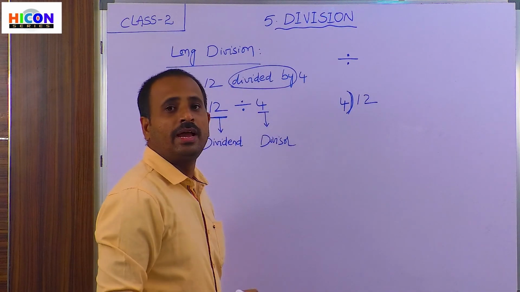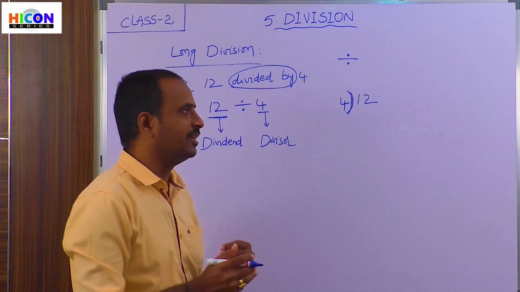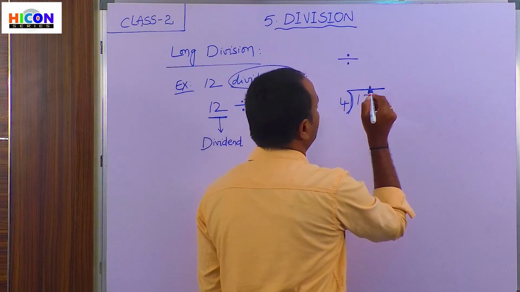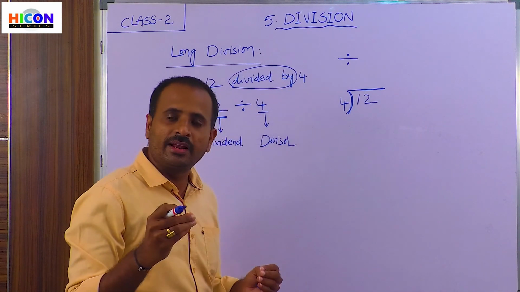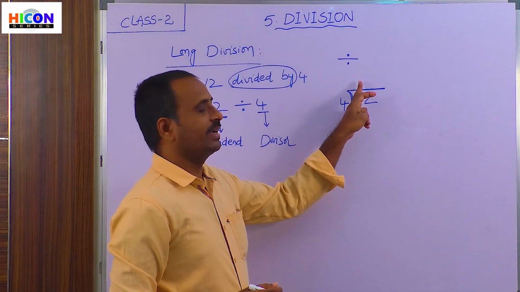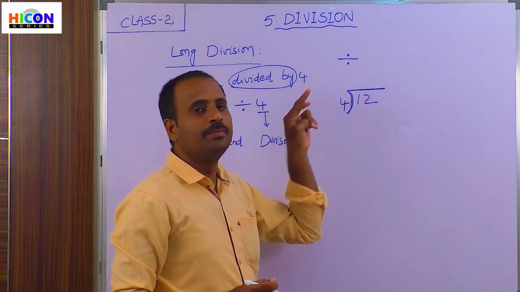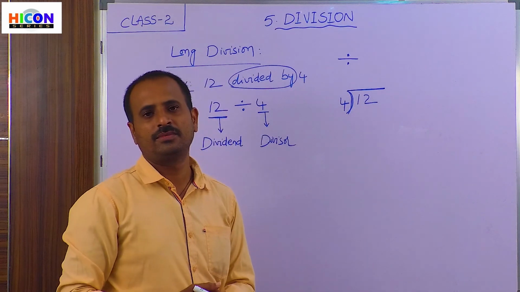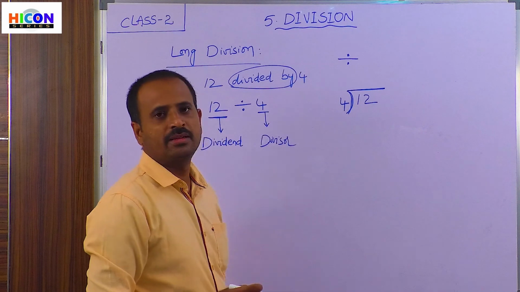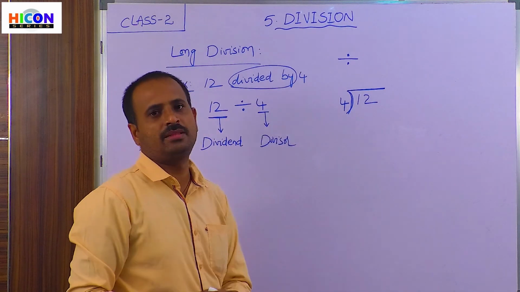And now we have to start the division. Now draw a line above the dividend. We have to draw a line above the dividend, and here we will write some numbers. That number will become the quotient. Children, let us see how to do division in this long method. This is called the long division method.